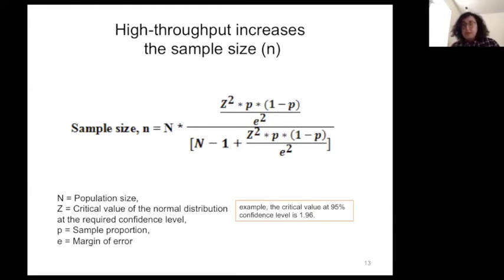And as you may know, some of you, if you want to submit your data to a journal, they won't accept the critical value less than 95% confidence level. So this is really important. And then you get the sample proportion, and of course the margin of error.